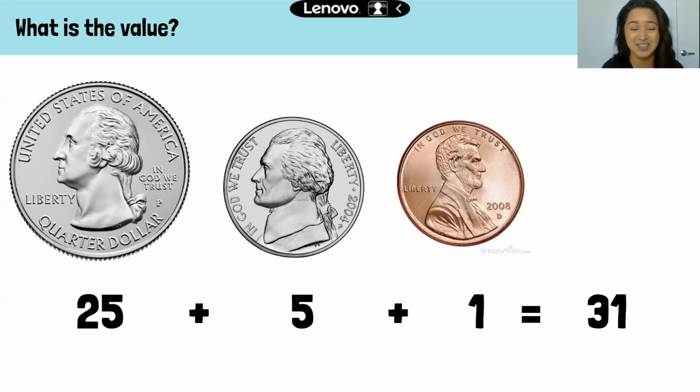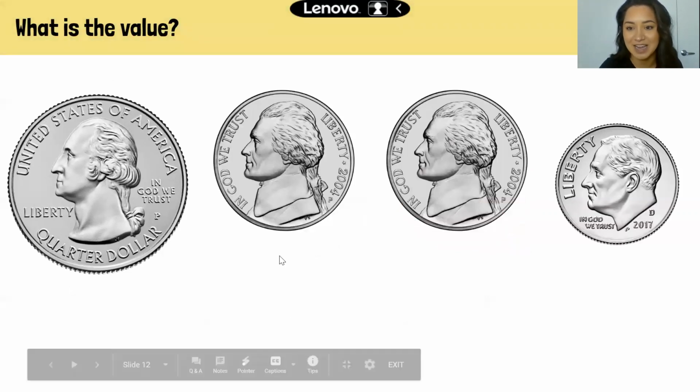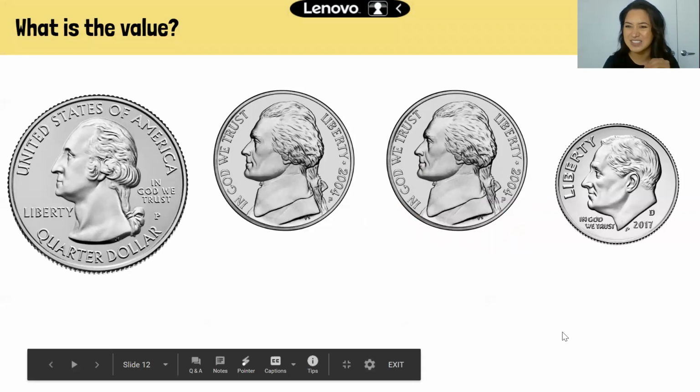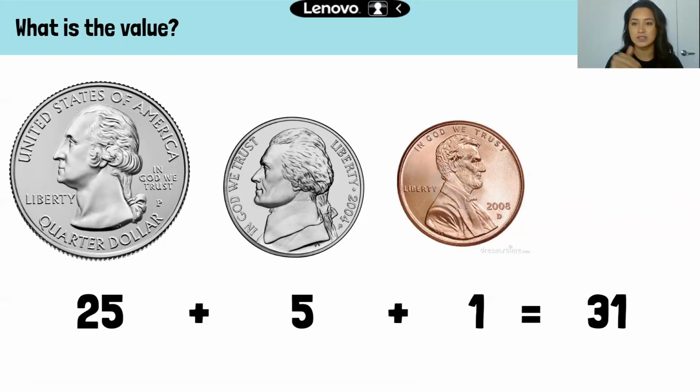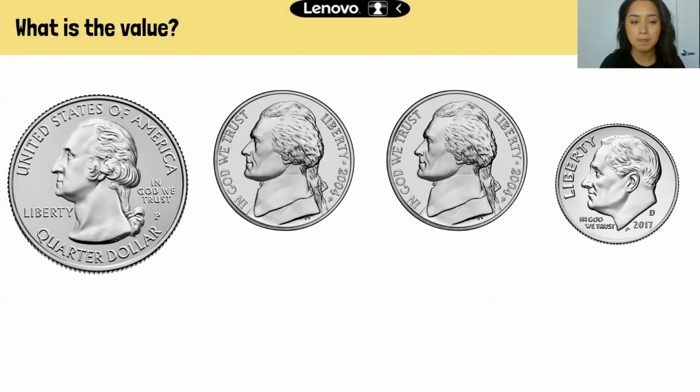How much easier was it to start with the quarter? Always start with the bigger value. This does not mean the biggest coin, because if you look really closely at nickels and dimes, they're kind of close in size. So even though the nickel's bigger than the dime, doesn't mean that it has more value. That just means that it's the size. So remember, we always start with the coins that have the biggest value and then work up from biggest to smallest.